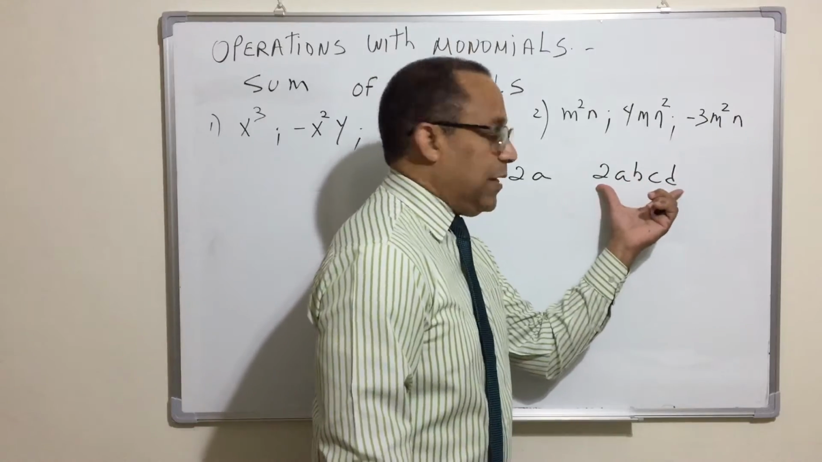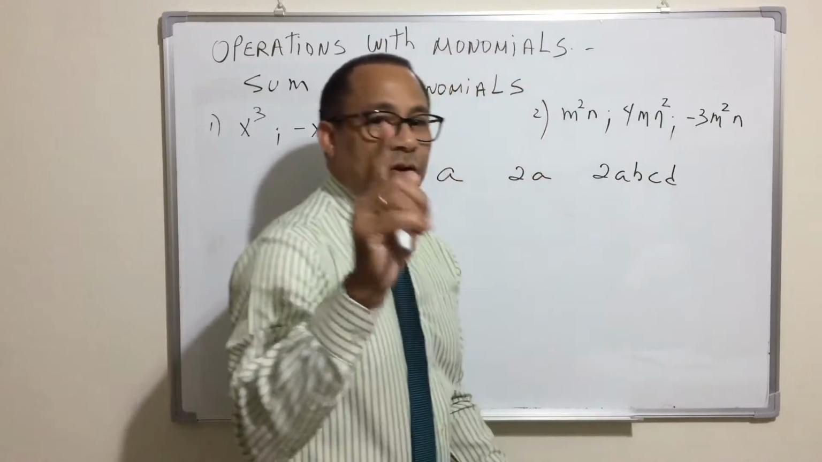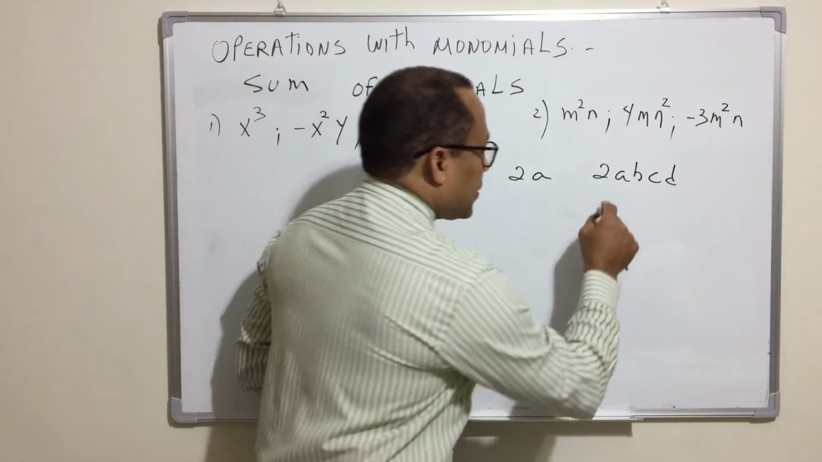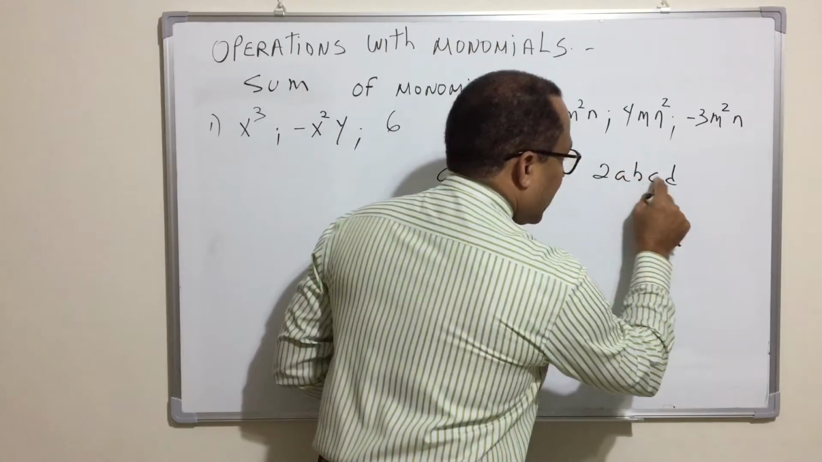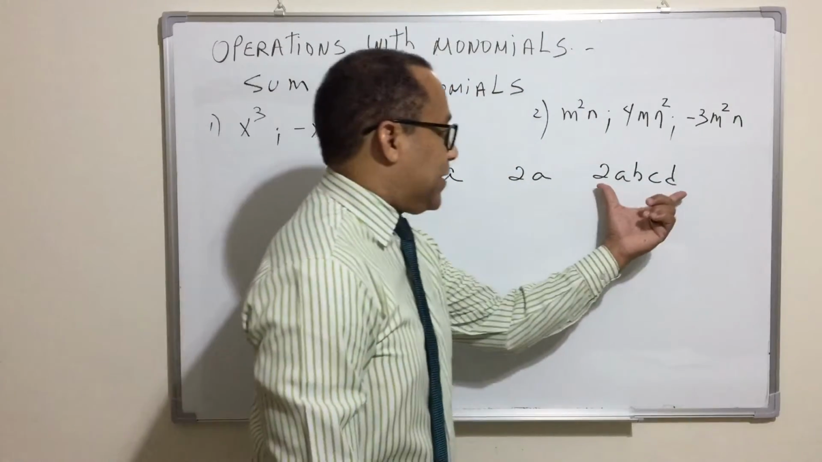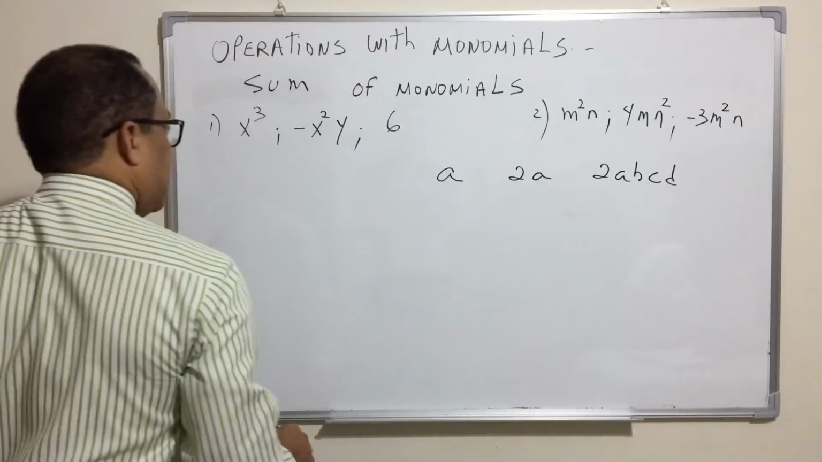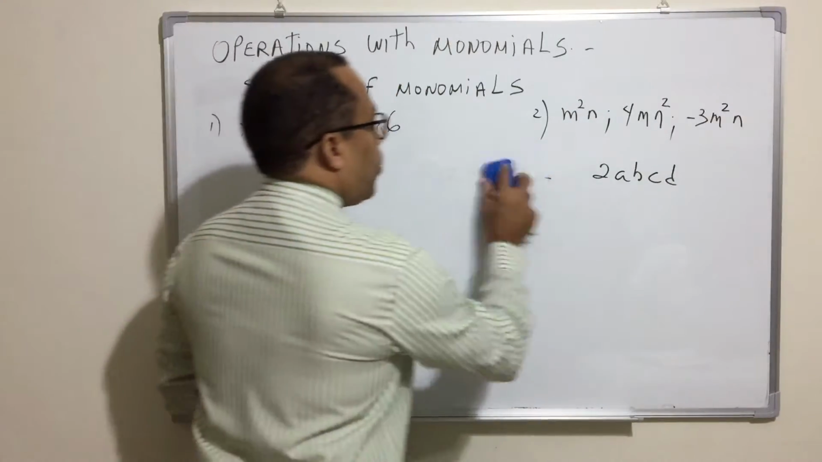2abcd, even though we have 1, 2, 3, 4, 5 elements, it's only one term. Why? Because there's no positive or negative sign between the elements. So this is also only one term. We are going to be adding monomials.